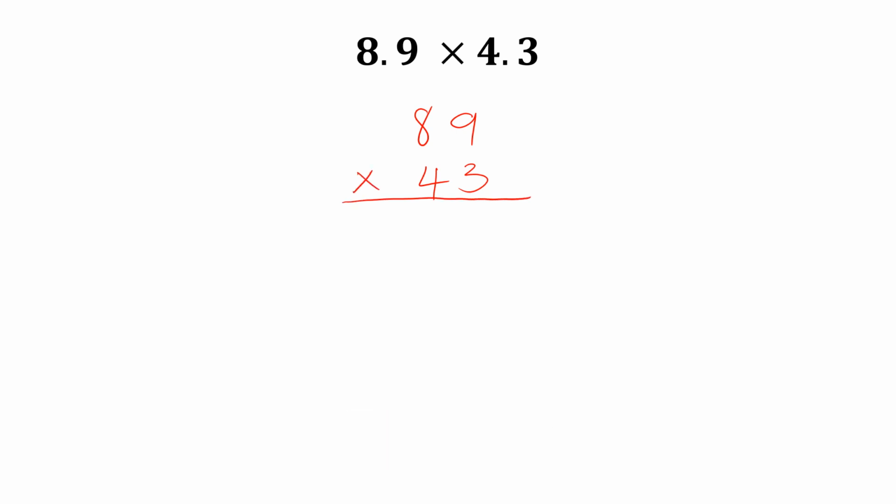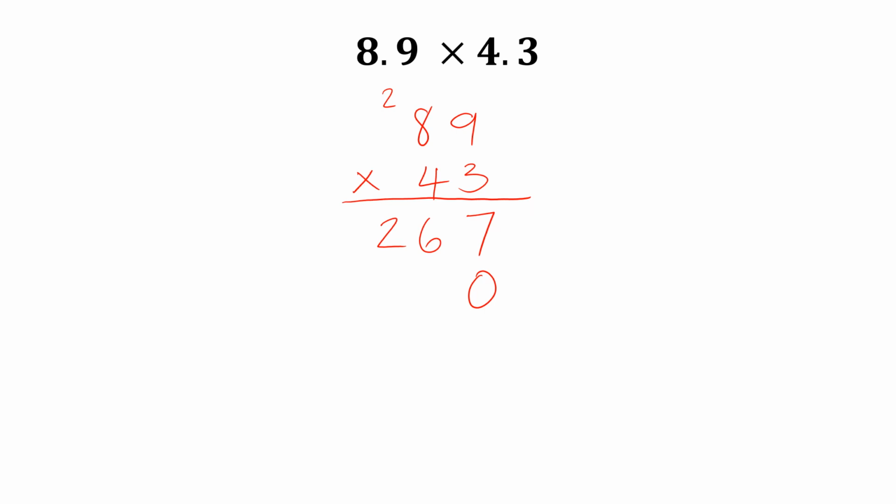Let's multiply. It says 3 times 9, which is 27. So we put down the 7, carry the 2. And 3 times 8, which is 24. 24 plus 2, that will give us 26. Now we're finished multiplying with the 3, hence we are going to move on to the 4. Before we do that, we're going to put a 0 as placeholder.